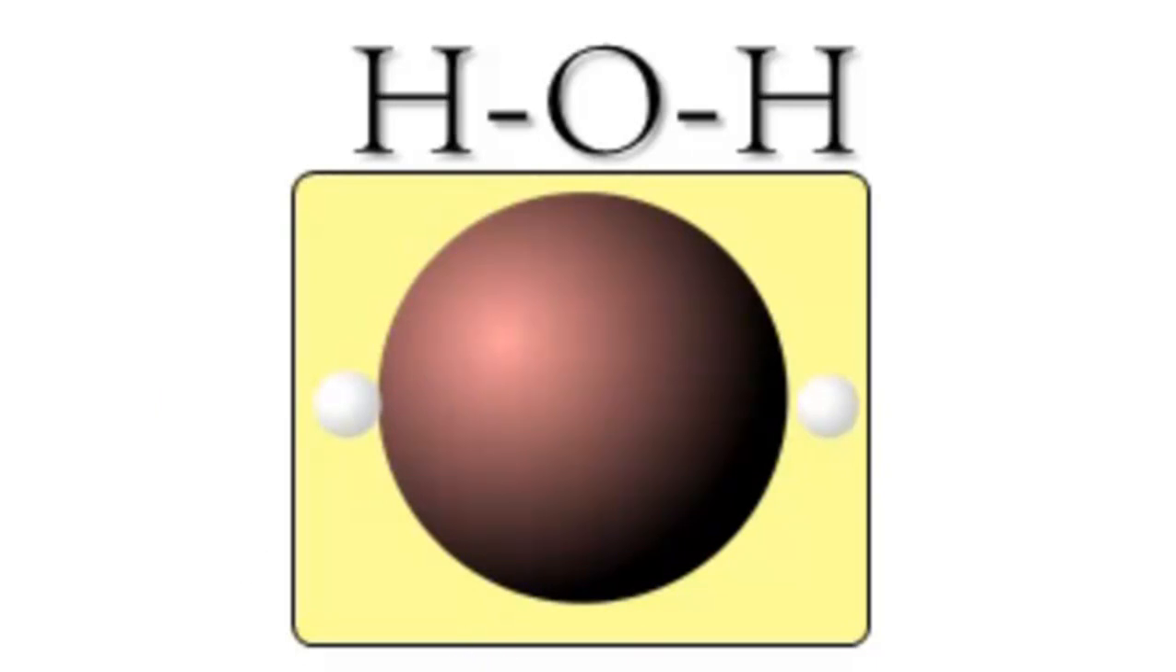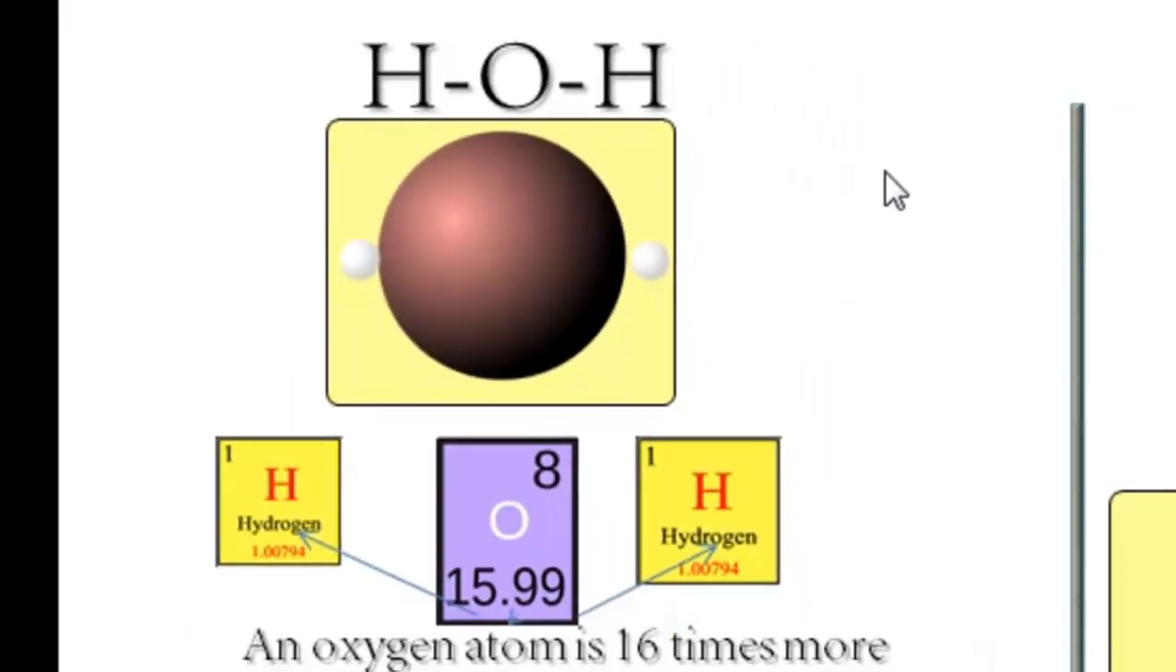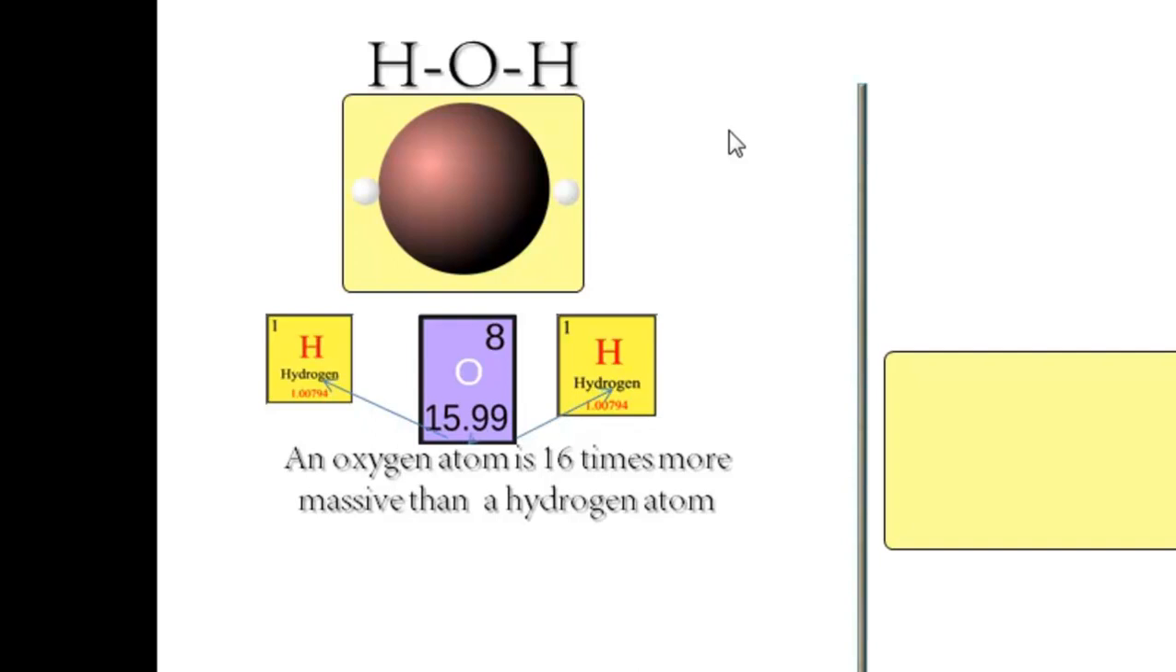Since atoms come in different sizes, we have to account for that when we make molecules. You need very little hydrogen by mass in order to make a molecule of water. You need a lot of oxygen. That's what the mole is all about, adjusting for the different sizes and the different masses of atoms.